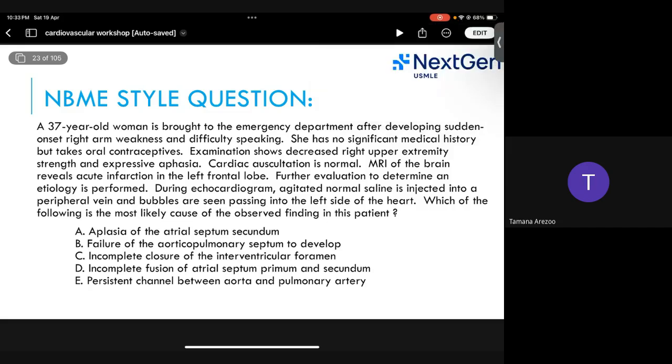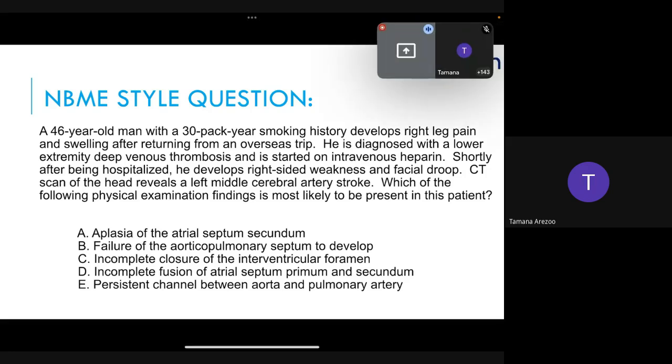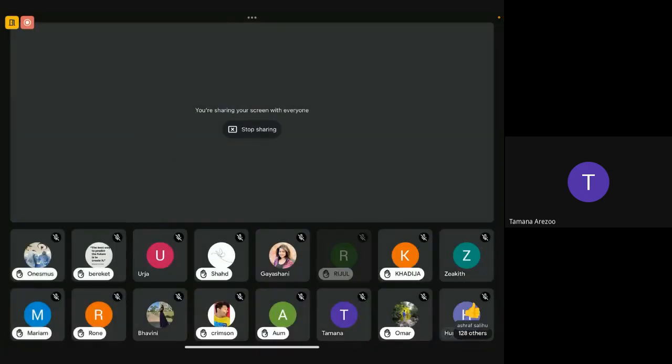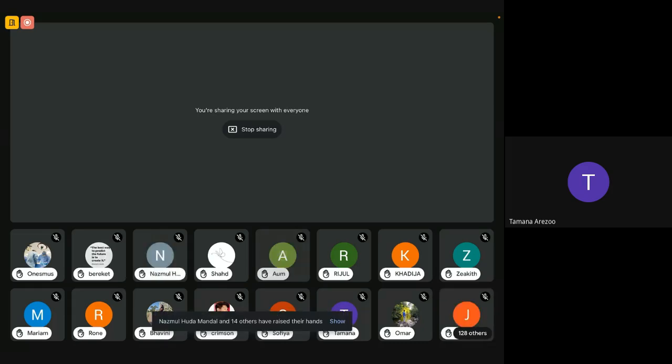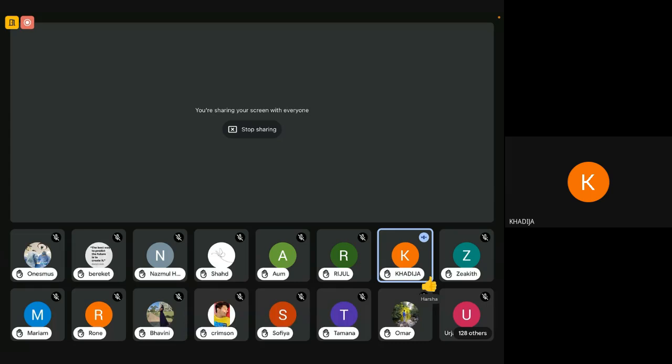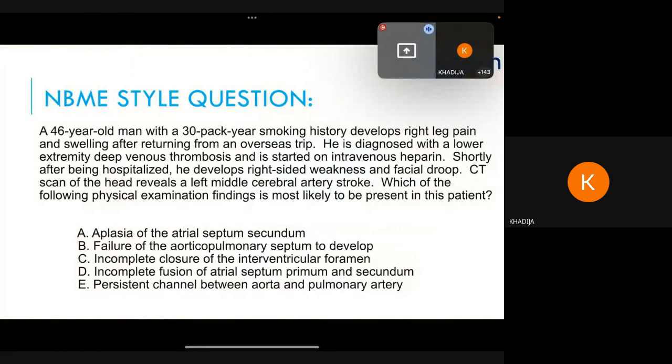Just give me a second. Okay, our last MCQ for today, and we'll be continuing our workshop tomorrow. Anyone who wants to participate in this MCQ, please raise your hands. Dr. Khadija, can you please turn on your mic? Yes, that's perfect. Can you please read this MCQ for us and try to answer it?